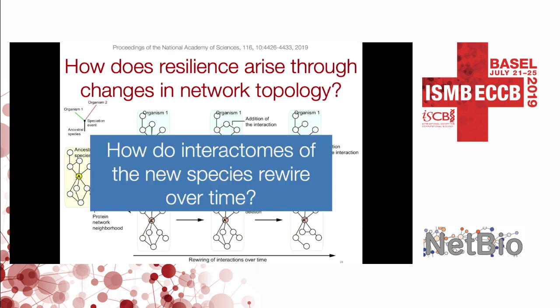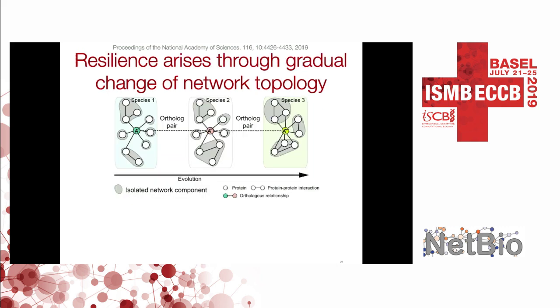Really then the question is, how do those interactomes rewire over time? To study that, for this large data set we constructed local protein neighborhoods known as ego networks around every protein in every species, and then we studied their connectivity based on orthologous relationships. It turns out that resiliency arises through gradual change of network topology. In particular, if we start with the A prime protein, over time its local interaction neighborhood will become more connected and more redundant.